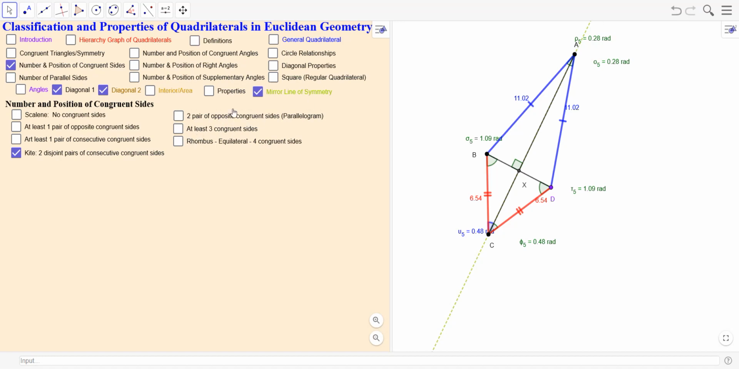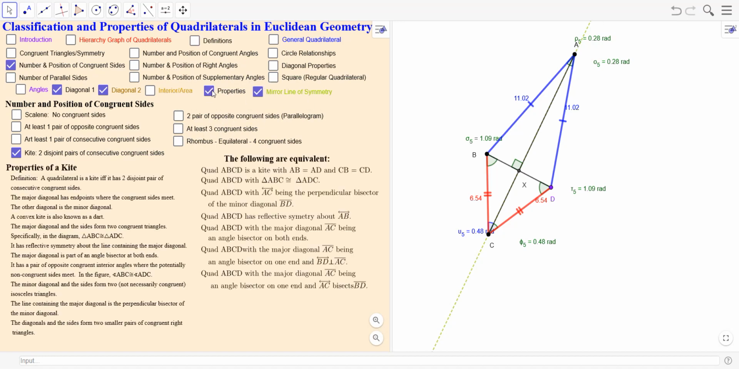So I have here the properties of a kite. Let's just go over what we've discovered. A quadrilateral is a kite if and only if it has two disjoint pairs of consecutive congruent sides. That's the definition. The major diagonal has endpoints where the congruent sides meet. The other diagonal is the minor diagonal. A convex kite is also known as a dart. That's just another name for a convex kite.